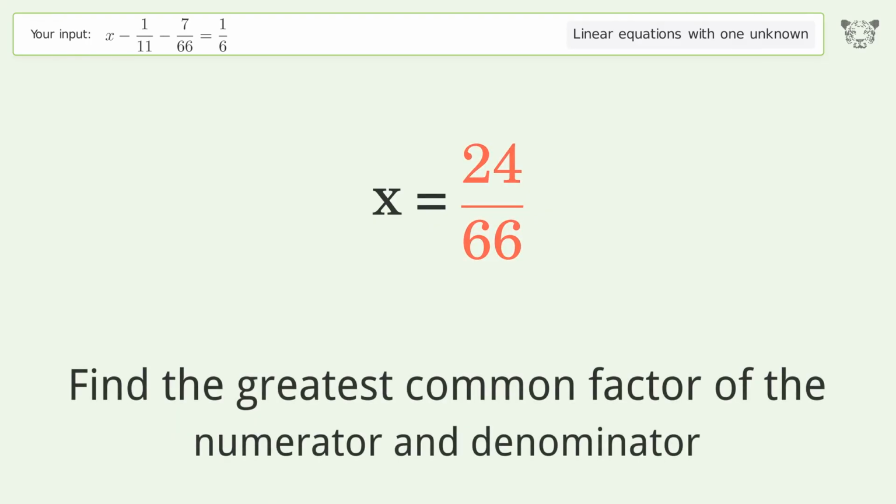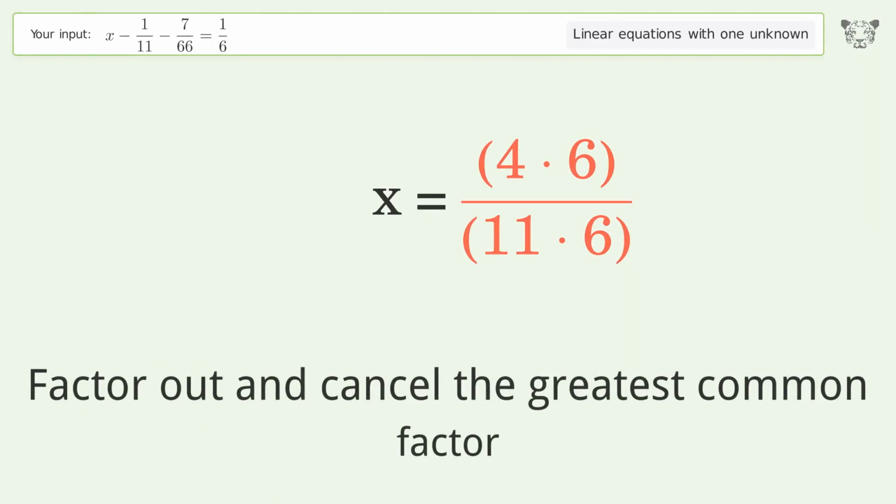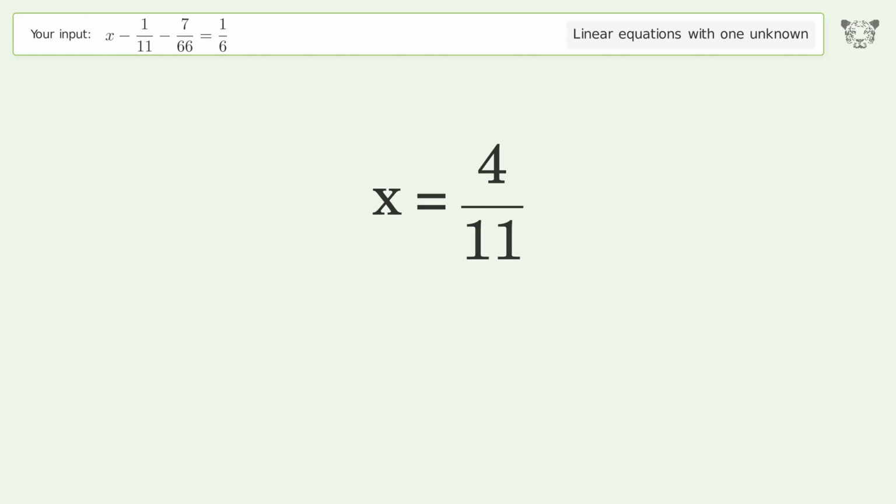Find the greatest common factor of the numerator and denominator. Factor out and cancel the greatest common factor. And so the final result is x equals 4/11.